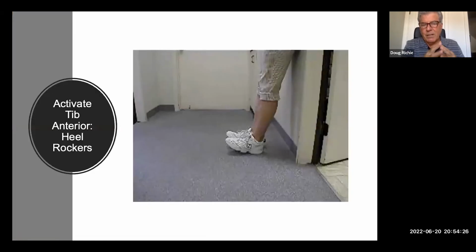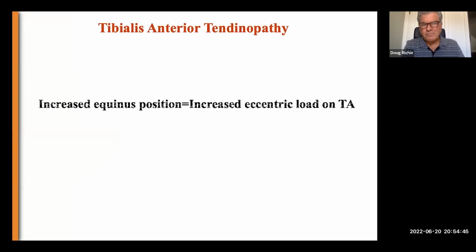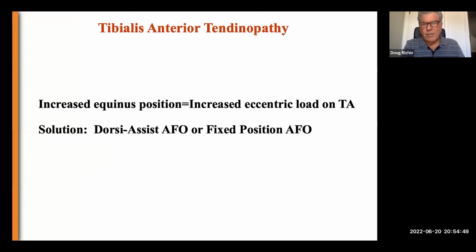I call this the heel rocker test. I simply have the patient lean against the wall and lift the toes off the ground, maximally dorsiflexing the ankles. This will bring out the pain immediately at the distal insertion of the tibialis anterior if there is tendinopathy. So the increased equinus positioning puts increased eccentric load on the tibialis anterior.